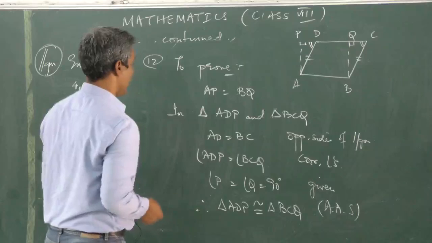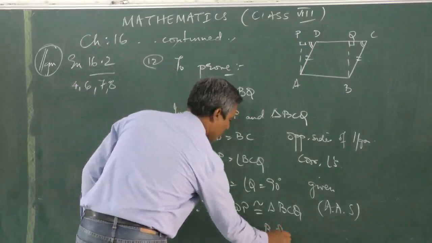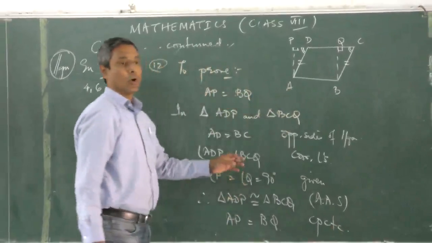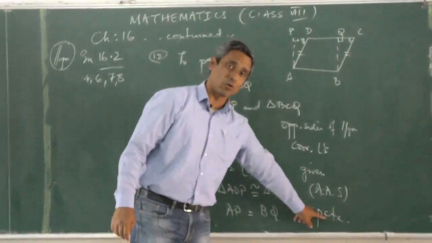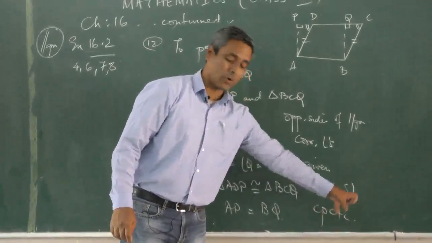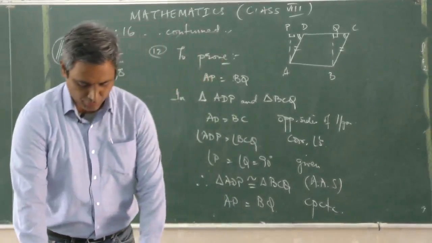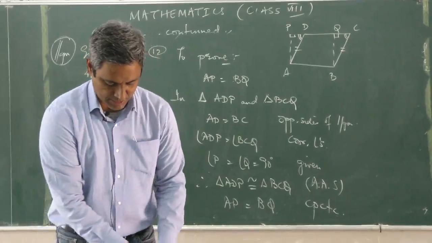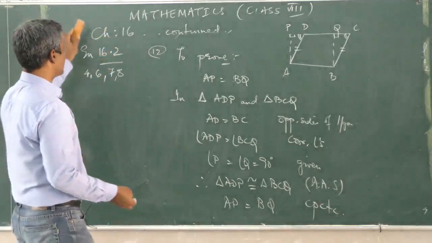If these two triangles are congruent, it follows AP is equal to BQ, CPCTC, meaning corresponding parts of congruent triangles are also congruent. I have done a few questions from there. Let us look at properties of a rhombus. Two properties I want to highlight and then go into the next exercise.